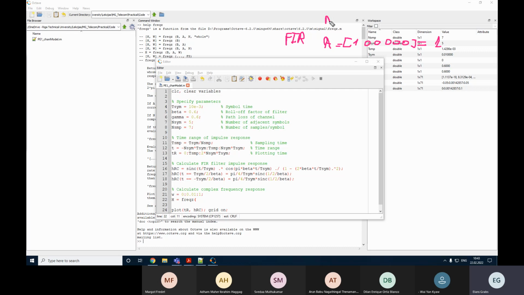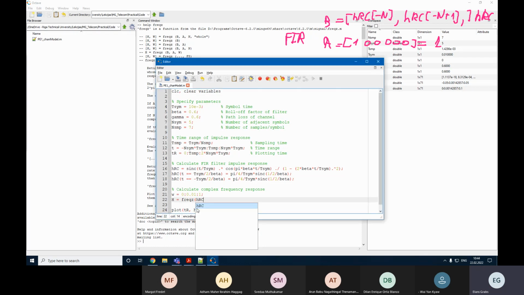Now for B coefficients, these are actually our impulse response values. Yes, so this is going to be accordingly HRC minus N, HRC next minus N plus 1, and so forth. So this is actually our HRC. So let us write them in here. HRC, here it's 1, and the frequency range in which we want to calculate is omega.